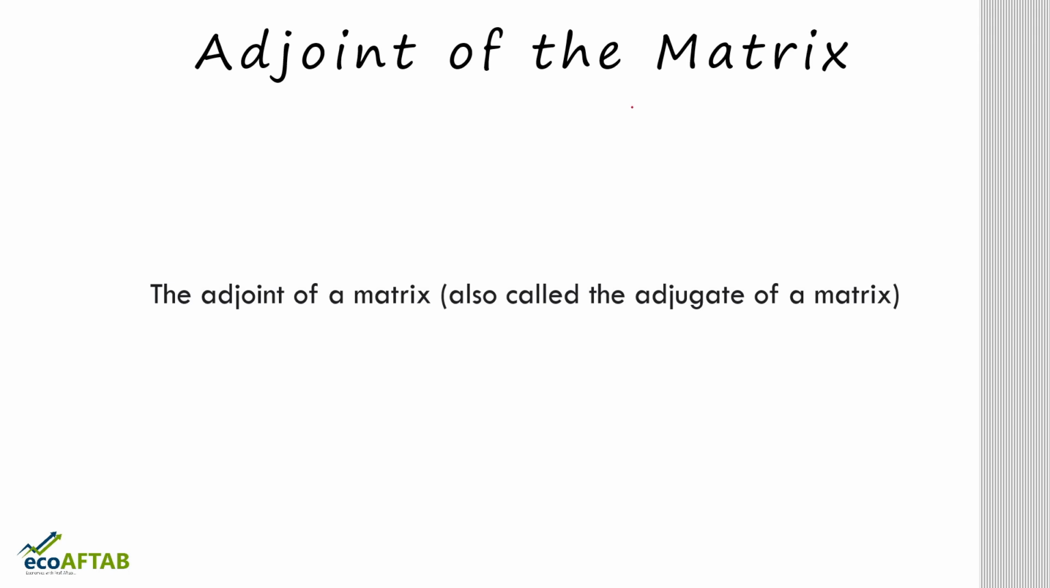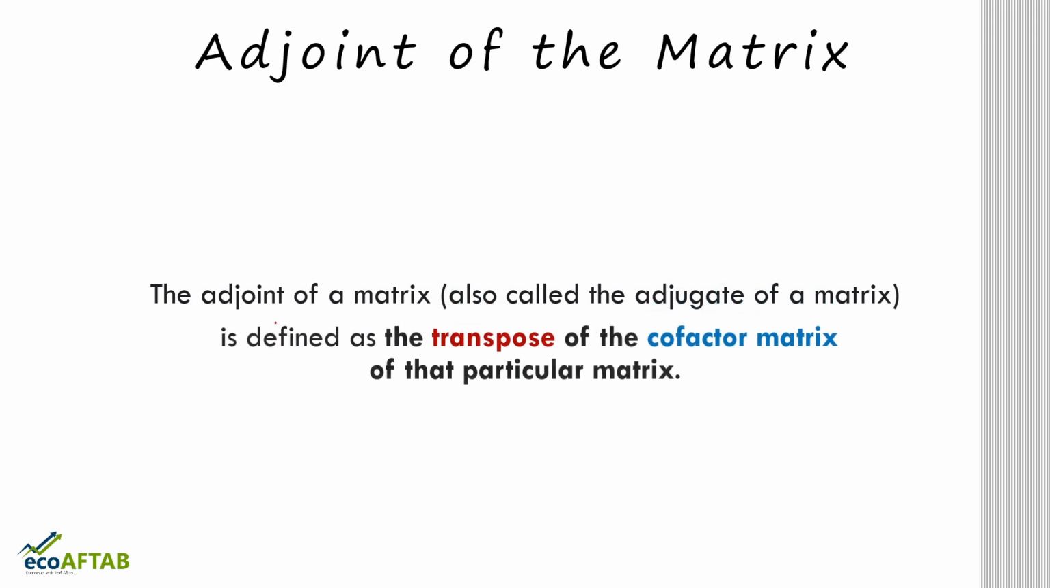So here the one thing that you need to keep in mind is whenever we make use of the word adjoint, it is nothing but our classical adjugate. So both adjugate and adjoint have the same meaning. Here we are referring to this particular word as adjoint and not adjugate. Both have the same meaning. So the first point, the adjoint of a matrix is defined as transpose of the cofactor matrix.